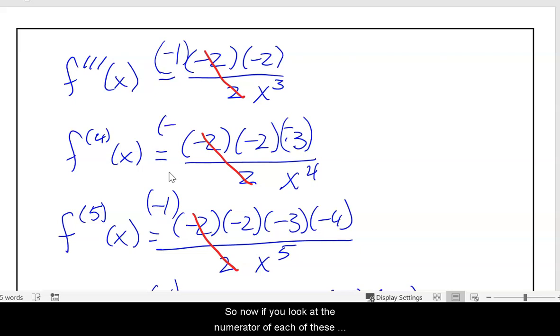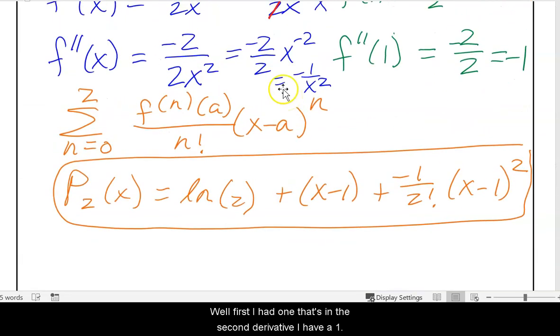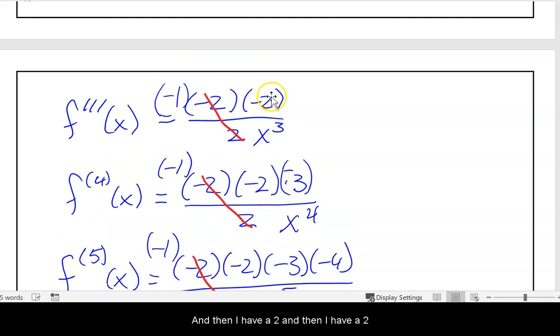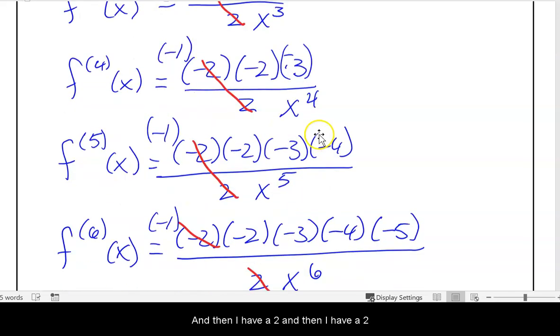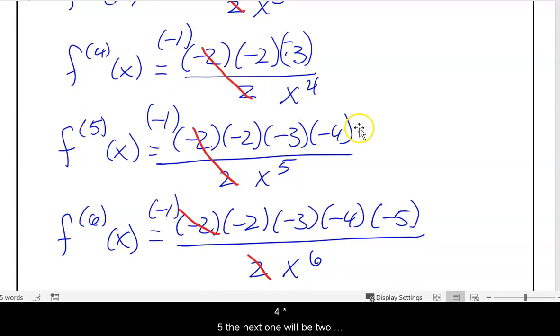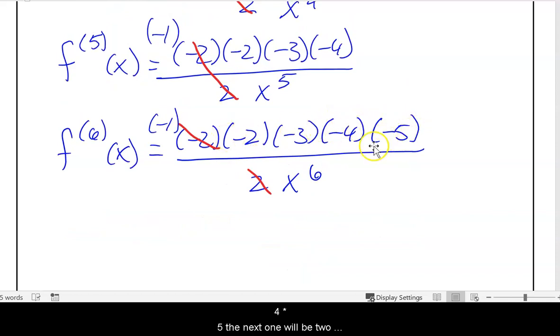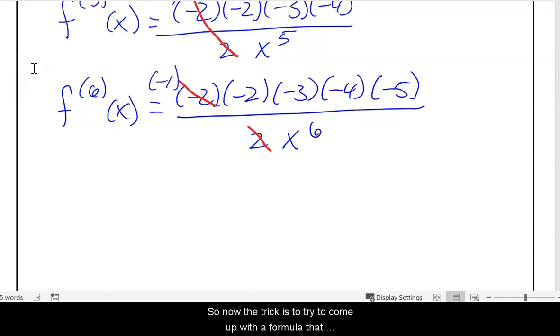So now if you look at the numerator of each of these, hopefully you can see that I'm starting to get a factorial developing. I have a 2. Well, first I had a 1. That's in the second derivative. I have a 1. And then I have a 2. And then I have a 2 times 3. Then 2 times 3 times 4. 2 times 3 times 4 times 5. The next one will be 2, 3, 4, 5, 6. That's a factorial. So now the trick is to try to come up with a formula that represents that.